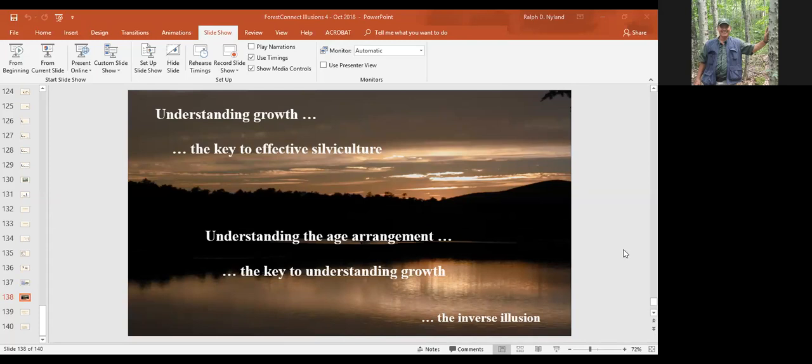I'm thinking about the growth curves in the uneven age system, and the vertical axis was diameter change.